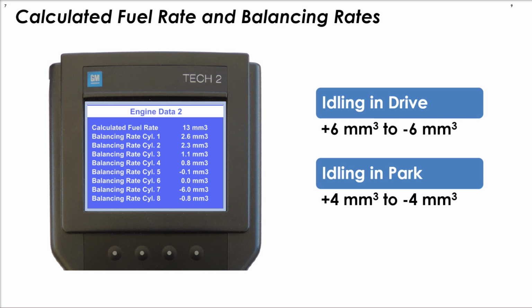To aid in diagnosing faulty fuel injectors, the calculated fuel rate and balancing rate PIDs can be used. Be sure to bring the engine up to operating temperature, otherwise the numbers will not be accurate. According to GM, balancing rates are okay if they are from plus 6 cubic millimeters to minus 6 cubic millimeters idling in drive, or from plus 4 cubic millimeters to minus 4 cubic millimeters in park. Looking closely at the data shown here, it looks like we have one bad fuel injector, number 7, but that's not the case.